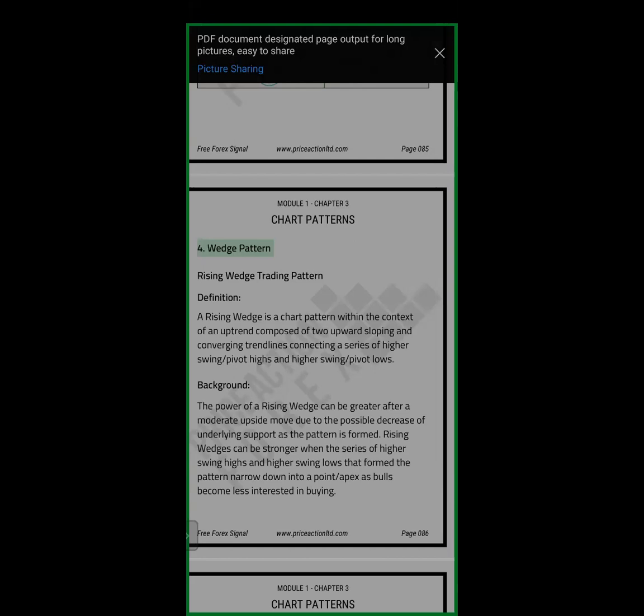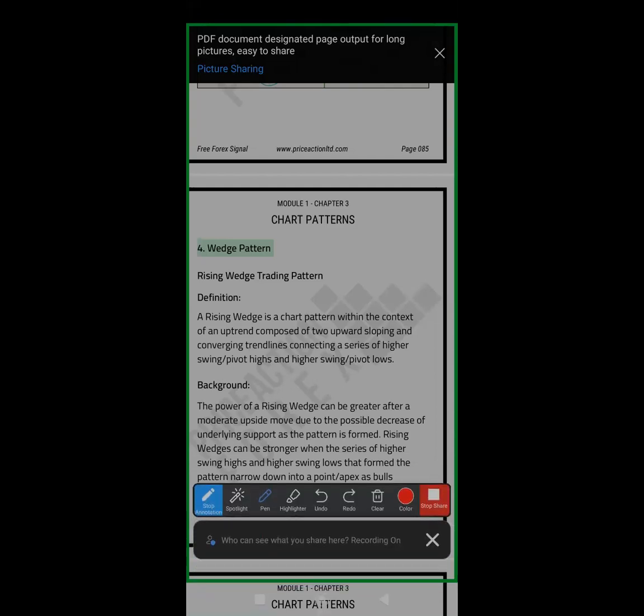So when they say that it's composed of two upward sloping and converging trend lines, this is what they mean. Upward sloping, too. And converging means coming close to each other, but still upward sloping. So this is how the resistance and the support of a rising wedge actually look like. So this is rule number two.